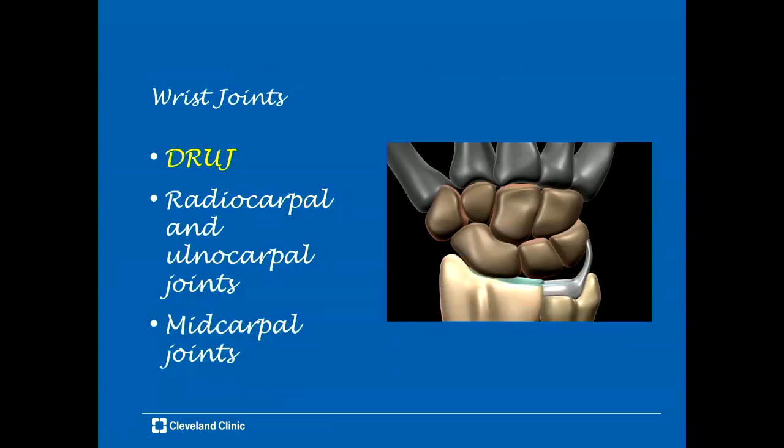MRI can also be very useful for evaluating the wrist joints. These include the articulation between the distal radius and ulna, also known as the distal radioulnar joint or the DRUJ. The radiocarpal and ulnocarpal joints, the articulations between the distal radius and the carpal bones and the distal ulna and the carpal bones respectively, as well as the articulation between the carpal bones, or the midcarpal joints.